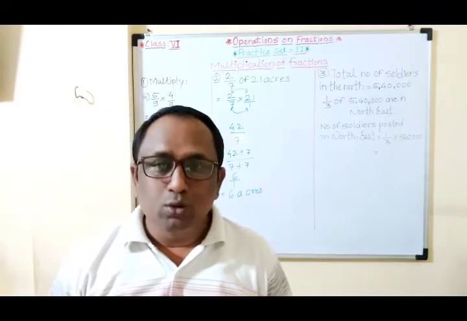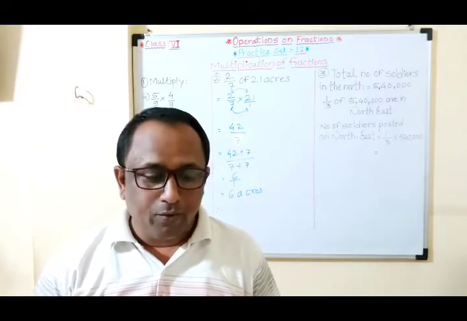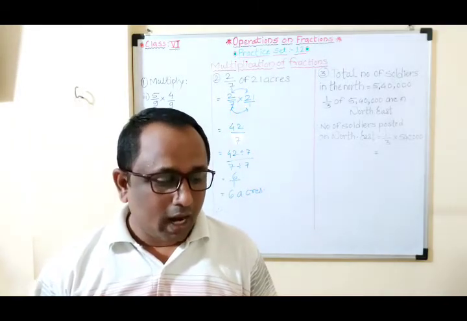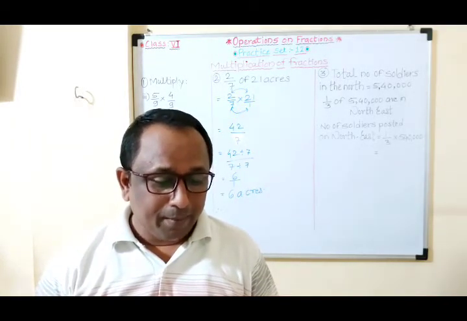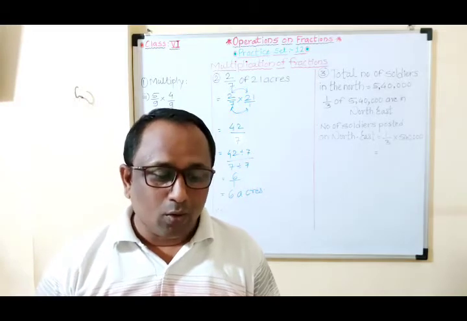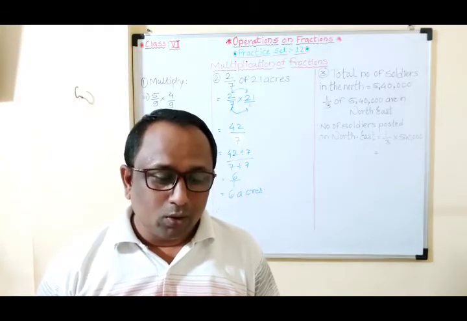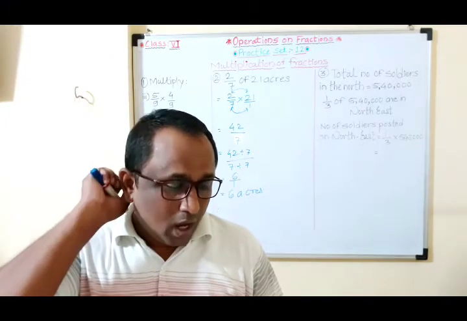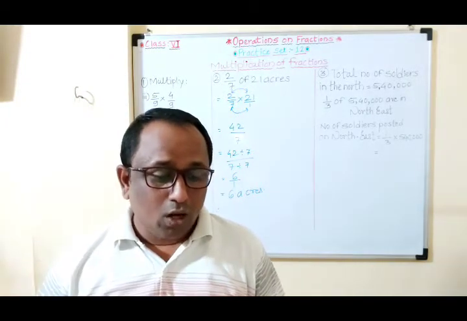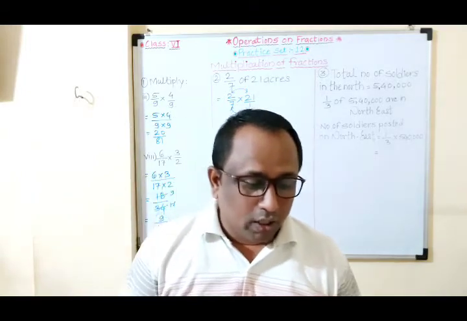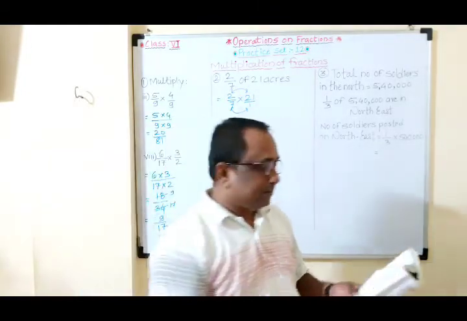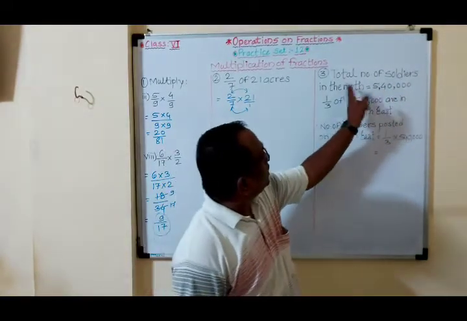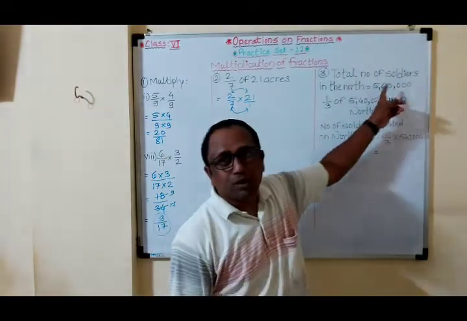Of the total number of soldiers in our army, 4 upon 9 are posted on the northern border and 1/3 of them on the northeastern border. Okay. If the number of soldiers in the north is 5,40,000, how many are posted in the northeast? Okay. So here the total number of soldiers is given. Soldiers on the north side, that is 5,40,000.